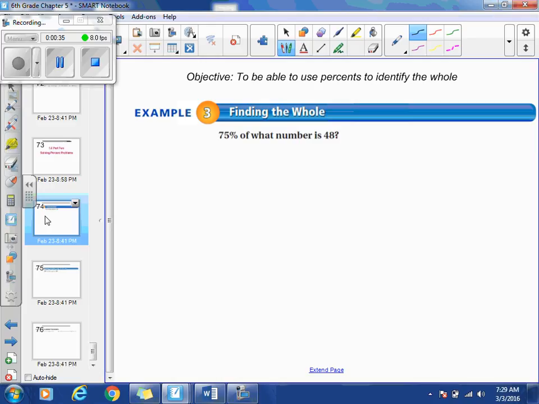So probably the best way to understand this is just to jump in and do a few examples. So finding the whole, which is example 3 in your book. Again, we write a percent as a fraction. So 75% is 75 out of 100. Again, we see the word of. Of means multiply. So 75% of what number? This is what changed. We don't know. 75% of some number, here's is, which means equals 48.